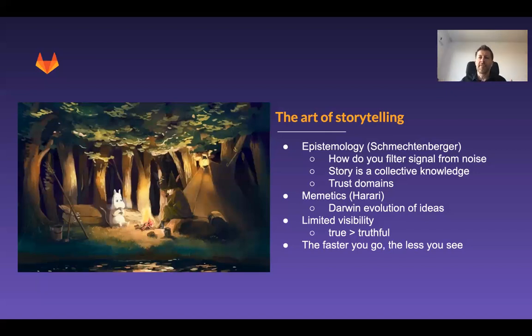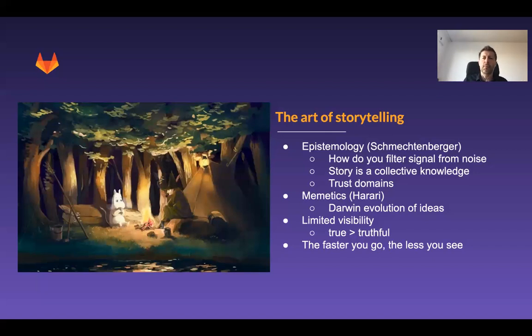And stories have two functions. They help you filter signal from noise. They help you understand the world better, simplify it. They are a generalization, but they also help you communicate with other people who believe in the same story, because by believing in certain stories, we form tribes, we form trust domains.